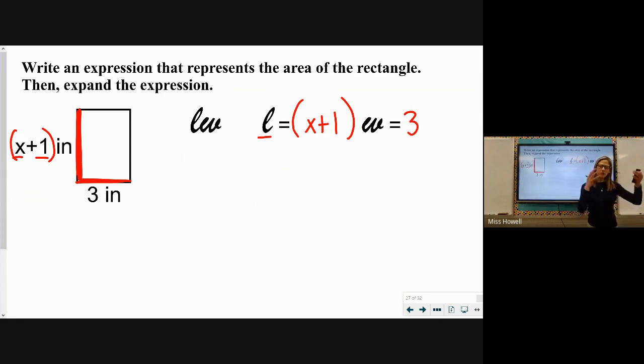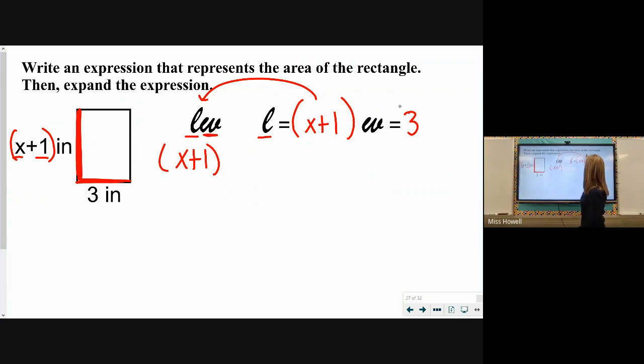All right, L and W are out, x plus 1 and 3 go in. So this L is out. This entire math problem goes in its place, x plus 1. All right, this W is out. This 3 goes in its place.